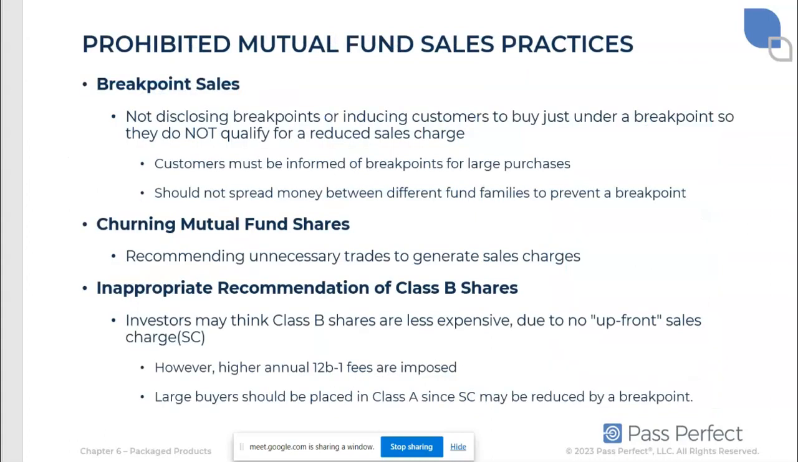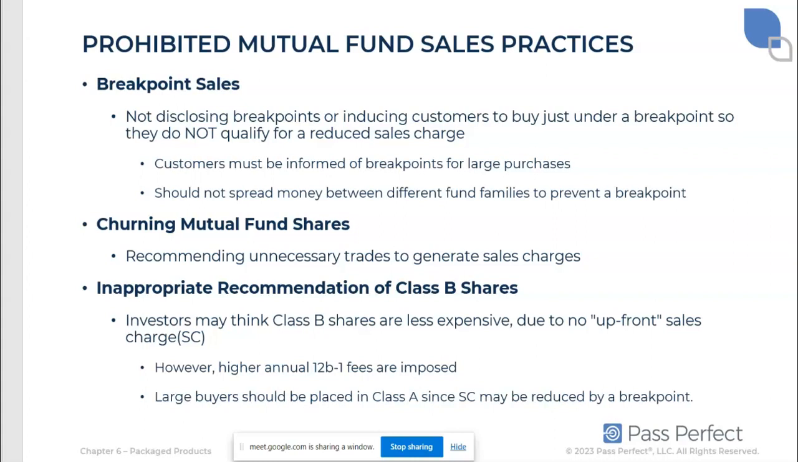So a breakpoint sale. Now remember, a breakpoint is a dollar level where the sales charge is reduced, a volume discount. A breakpoint sale happens when the rep does not tell a customer, hey, if you bring just a little bit more, you get a reduced sales charge. Regulators figure you're trying to hide that information because you're trying to charge them a higher percentage and pad your own paycheck at your customer's expense. So figure this way: if they're within 10% of one of those breakpoint thresholds, yes, you should tell them and let them know.